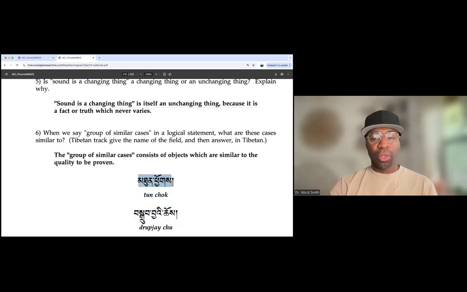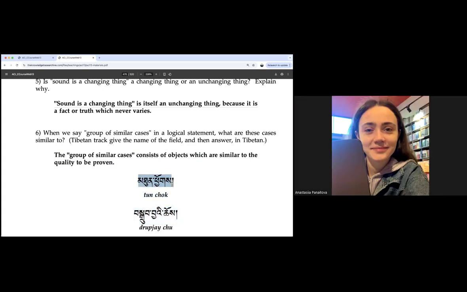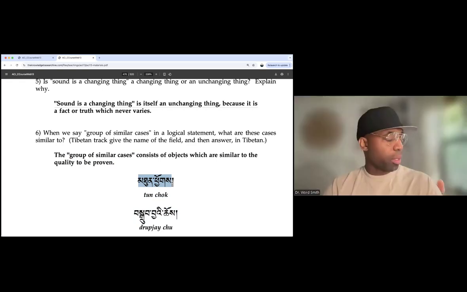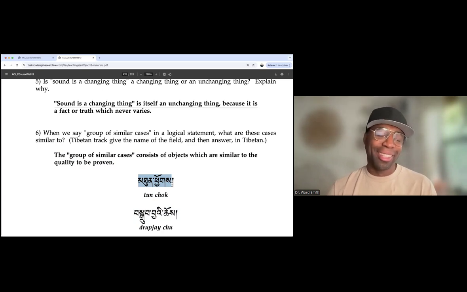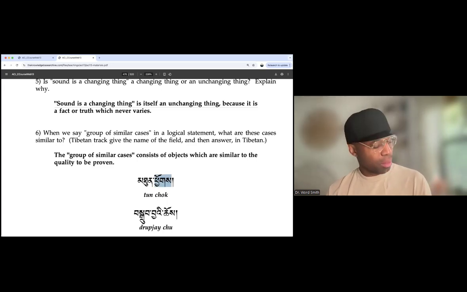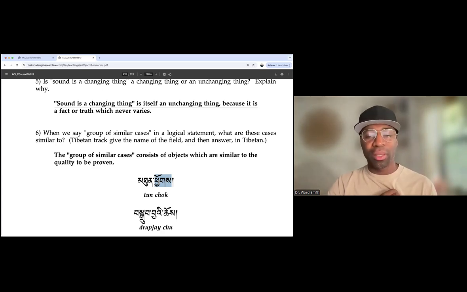See, tunchok? Tunchok. Good. You'll have weird translations of this too. If you see something like "harmony side," that's a very weird translation. Tunchok means similar cases. Tun means similar, chok means case, part, or instance. These are hard to translate.